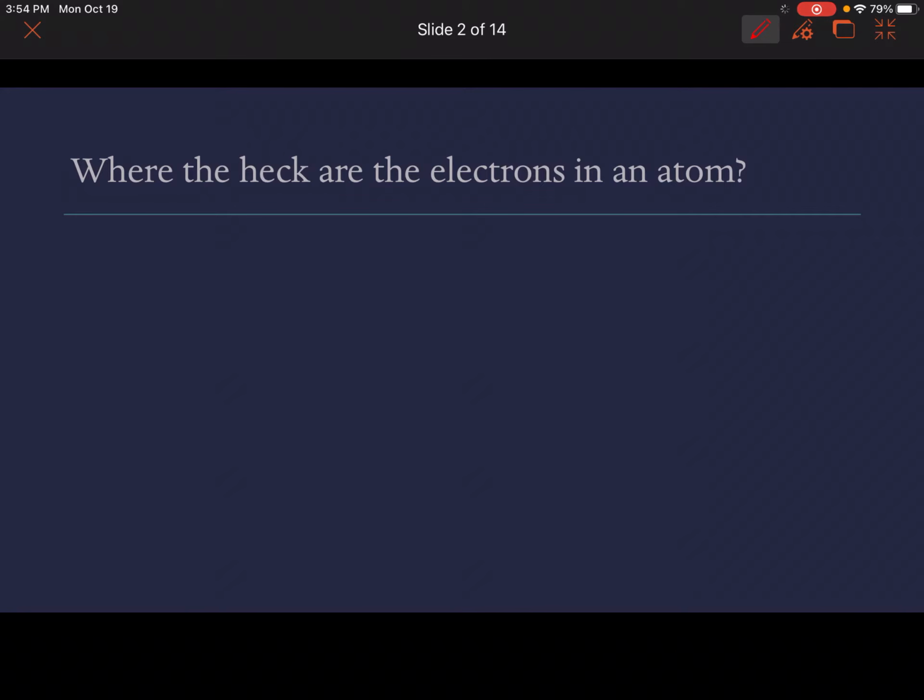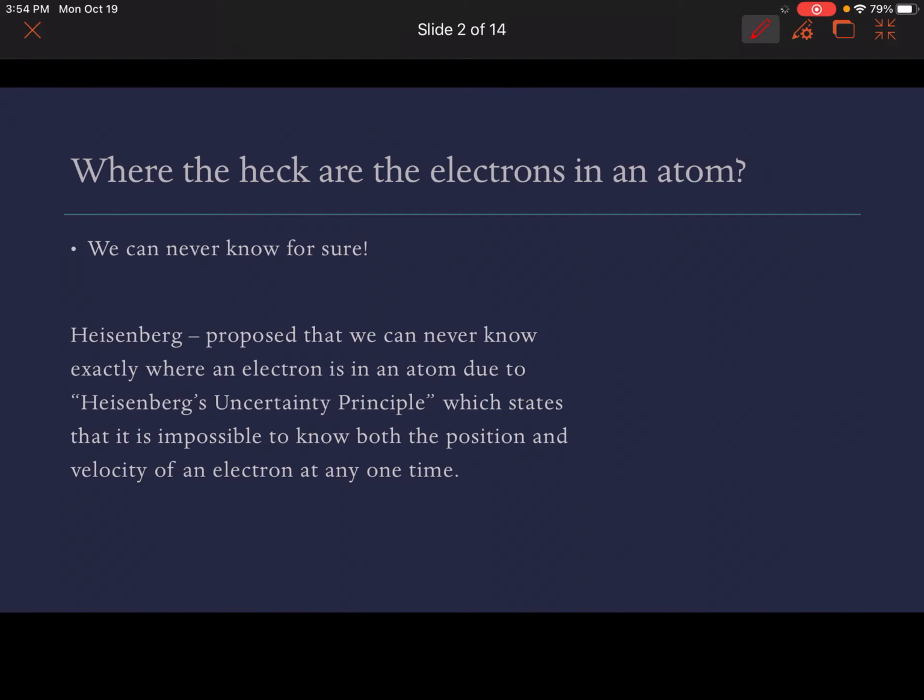All right. Okay, so where the heck are the electrons in an atom? That's the big question here. And the answer is that we can never actually really know for sure. We have something called Heisenberg's uncertainty principle.